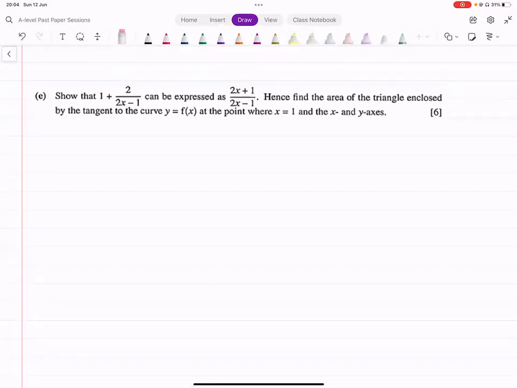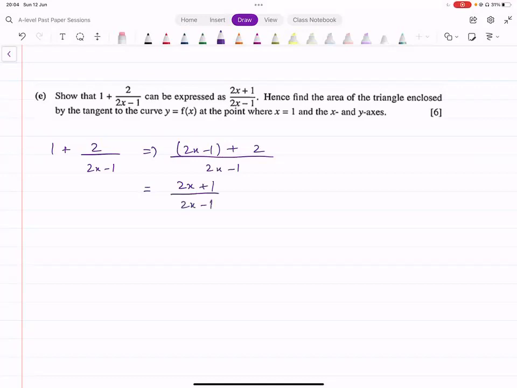So let's do this first. It says, show that 1 plus 2 over 2x minus 1 can be expressed as that thing. Let's show that first. 1 plus 2 over 2x minus 1. We take LCM. That's going to give us 2x minus 1 plus 2 divided by 2x minus 1. We simplify this. That gives us 2x minus 1 plus 2, which is 2x plus 1 divided by 2x minus 1. Okay, so that's what we have shown. That's the first thing that we have to do.